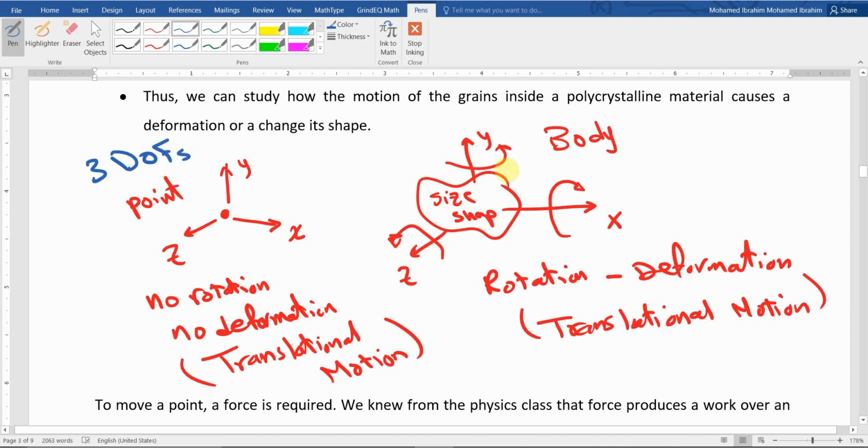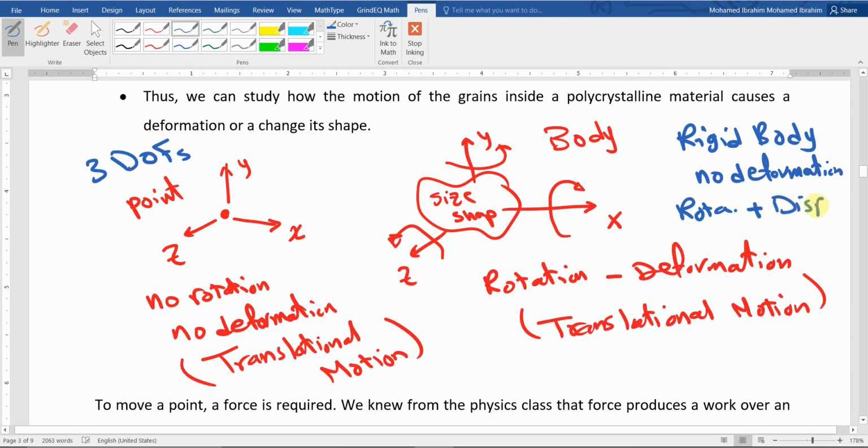But for example, for this case, let us assume that we do have a rigid body. A rigid body means no deformation. It is not deformable, it won't deform. It has only rotation plus displacements, or translational motion, just it. So in the case that we do have a rigid body, it will have 6 degrees of freedom.